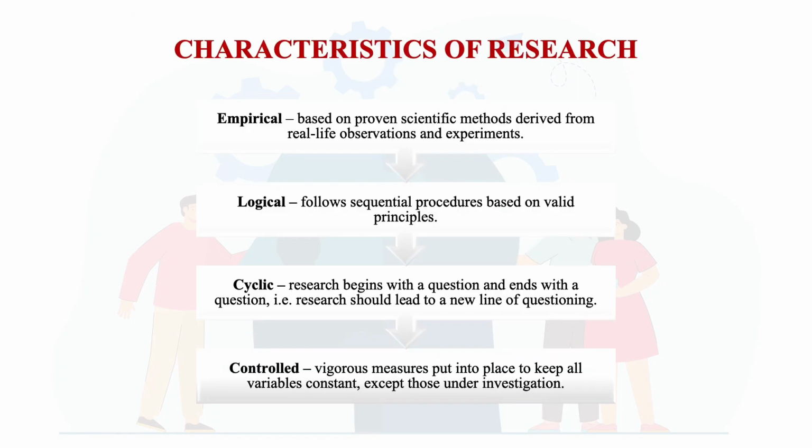Then there are controlled research, which you find mostly in science, biology, physics and so on, because things are controlled. They are not changing too much. Even in social science you find it, and in the medical field too, like testing a particular vaccine. Controlled measures are taken to test the impact of a vaccine. Various measures are put in place to keep all variables constant except those under investigation.